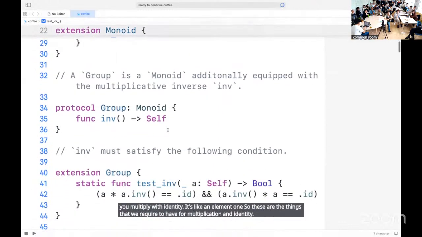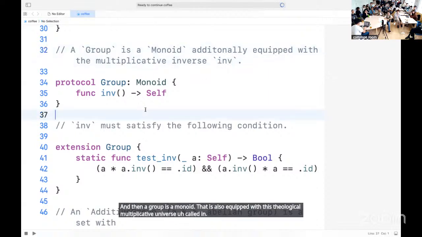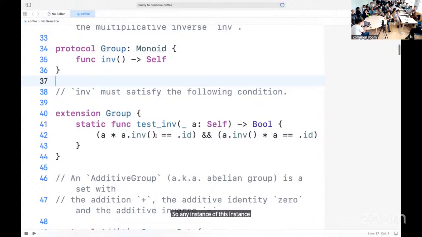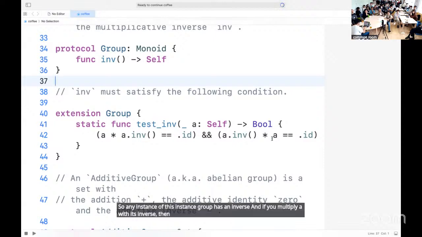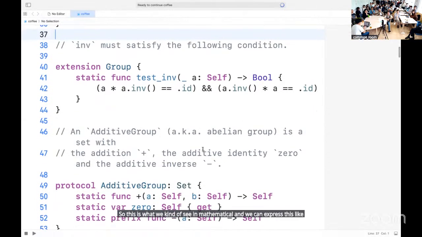And then a group is a monoid that is also equipped with this multiplicative inverse called inverse. So any instance of this group has an inverse, and if you multiply A with its inverse, then we return this identity. So this is what we see in mathematics textbooks, and we can express this like this in a program like this.